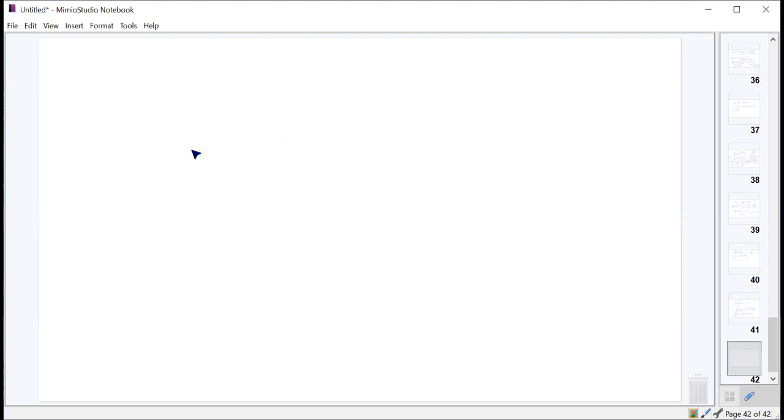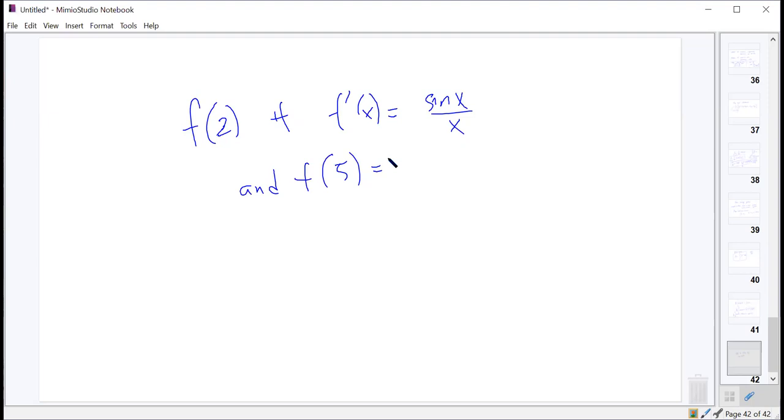I just had a problem that one of the kids was asking me about. I don't know. We'll just do something like this. Let's say, let's find f of 2 if f prime of x is equal to something like, well, we'll just do something like sine x over x that we can't integrate. And we know that f of 5 is 7.